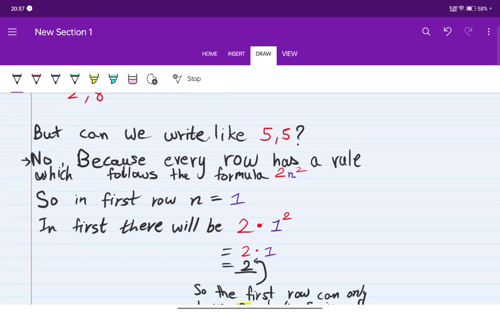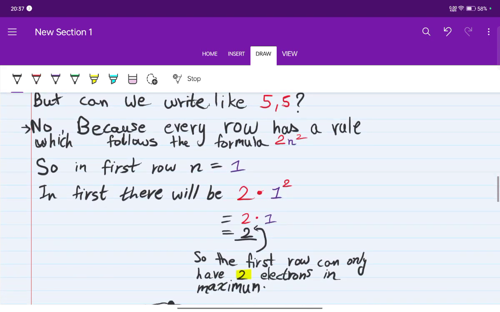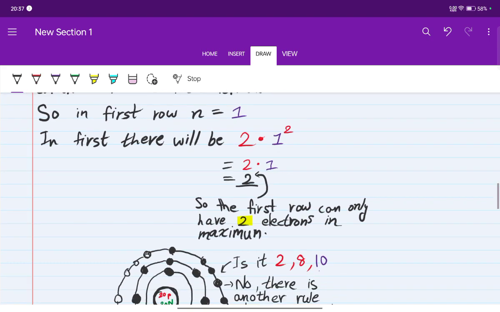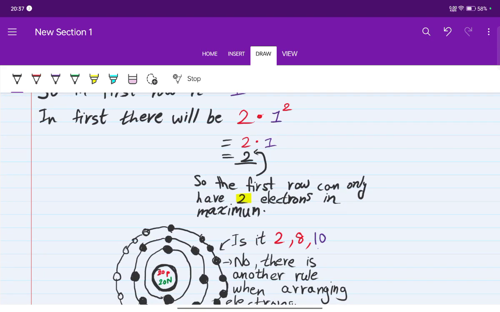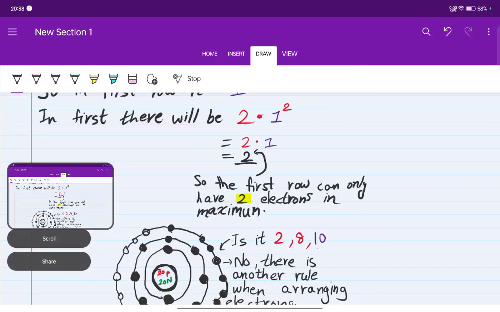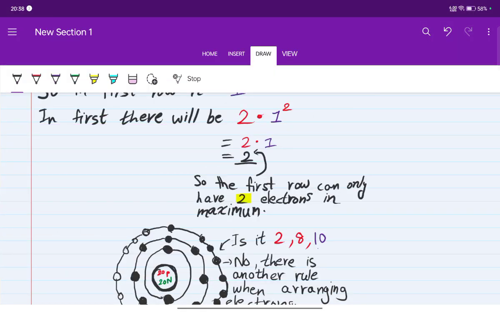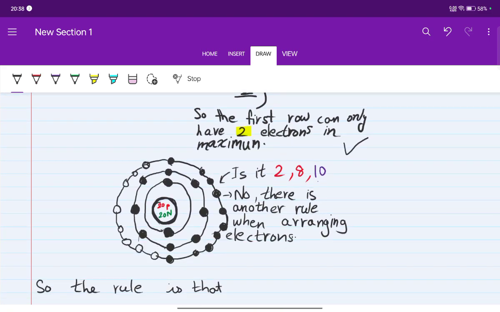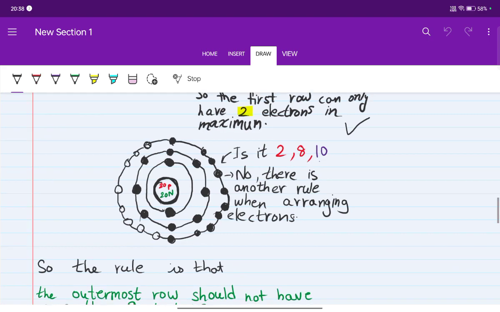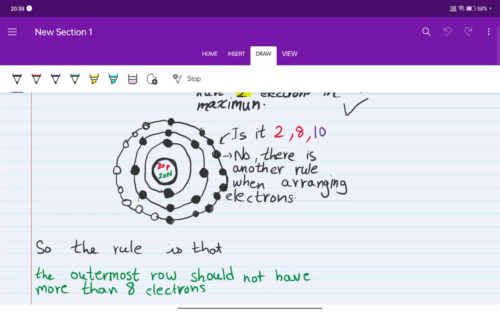Let's put n equal to 1 for the first row. There will be 2 times 1 squared, which is 2 times 1, which is equal to 2. So the first row can have only 2 electrons at maximum. Is it 2, 8, 10? Yes, it could look like this, but this is wrong.